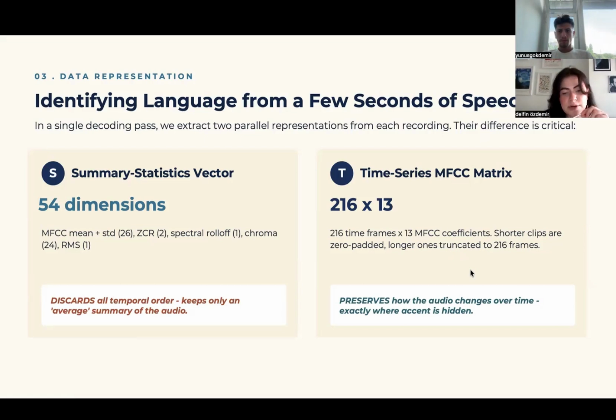So the obvious question is, which one lets the model do better? My teammate will tell you about exactly these three models.